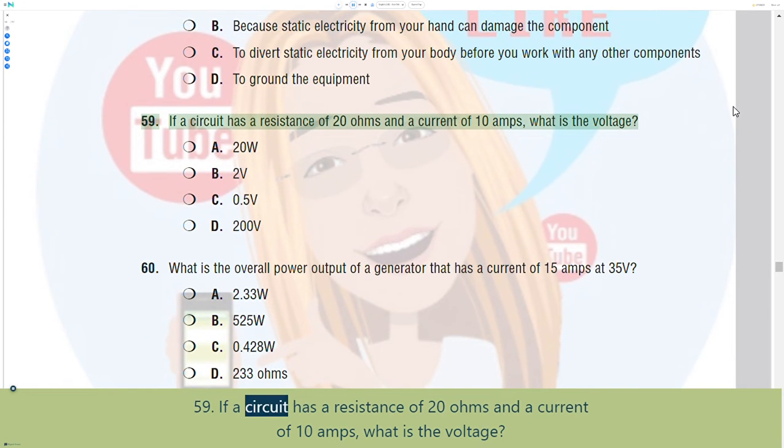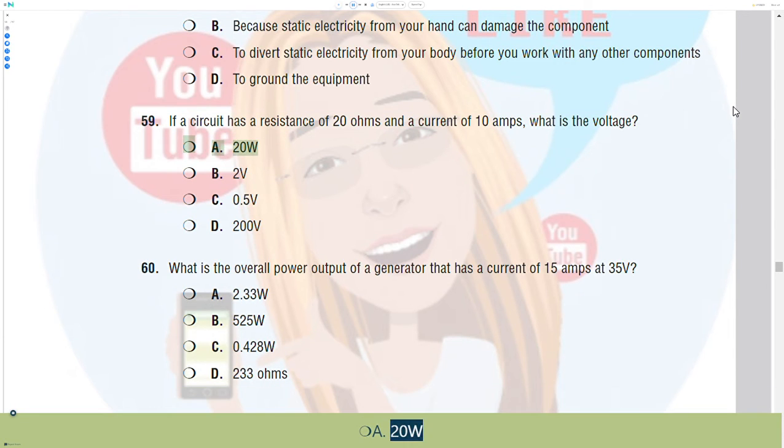59. If a circuit has a resistance of 20 ohms and a current of 10 amps, what is the voltage? A. 20 W. B. 2 V. C. 0.5 V. D. 200 V.